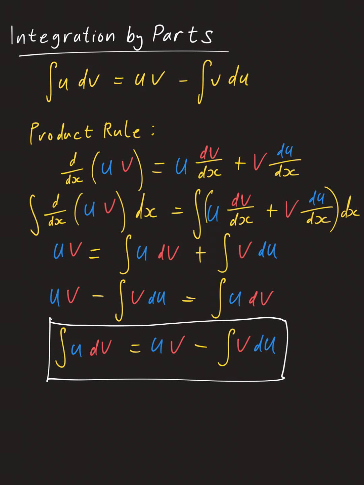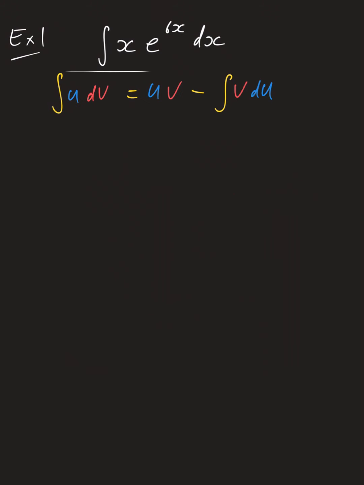So the question is, how do we apply this formula? So let's go to an example. So here's our first example. The integral of x times e to the power of 6x dx. Now, let's first notice you can't do this by substitution, because you might try something like u is equal to 6x, but the derivative of that would be just 6, and you'll never be able to get rid of that x in front of the exponential.